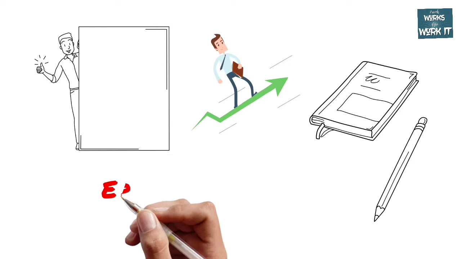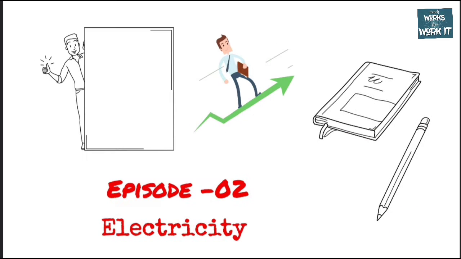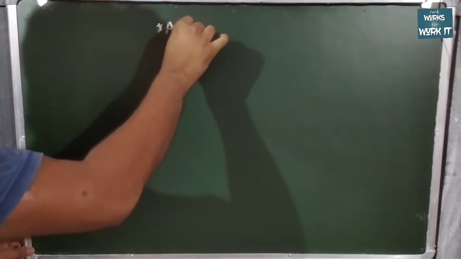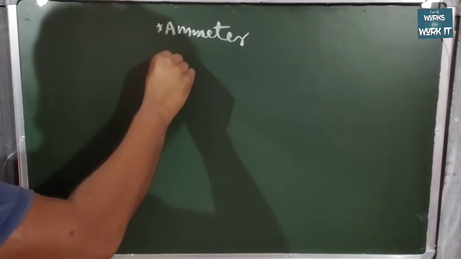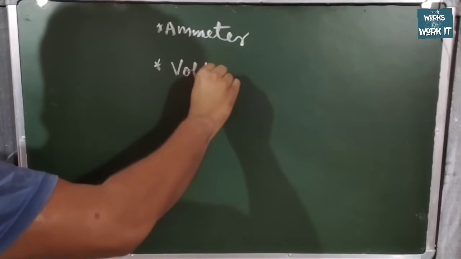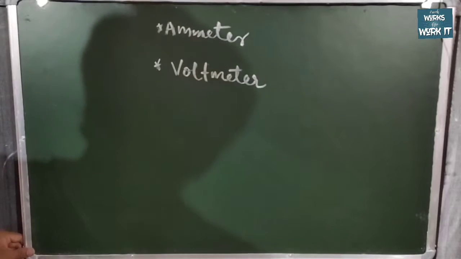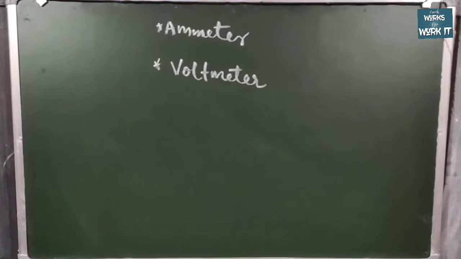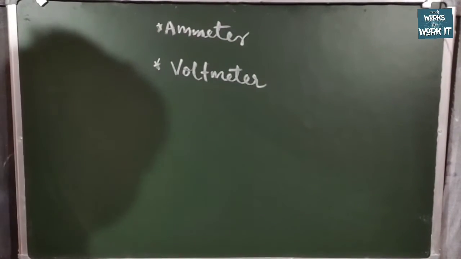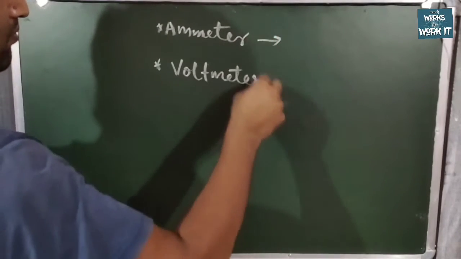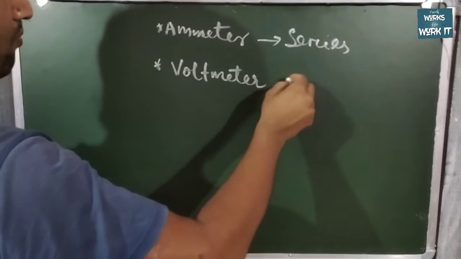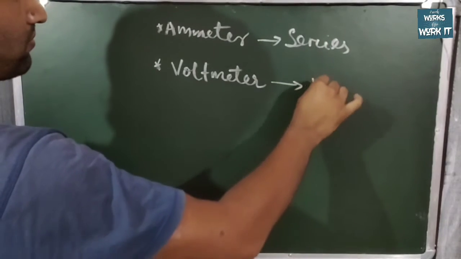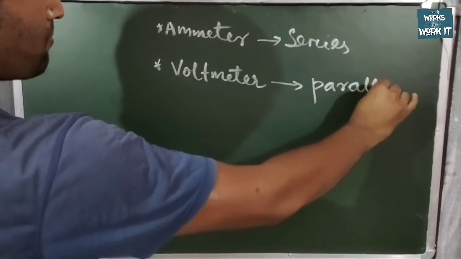So take out your books, pencil, pens on the next episode of electricity. In episode 1, we ended the episode with two words, that is ammeter, and next one was voltmeter. Ammeter, you know already that it is used to measure the electric current, and voltmeter is used to measure the potential difference. So ammeters are connected in series and voltmeters are connected in parallel.